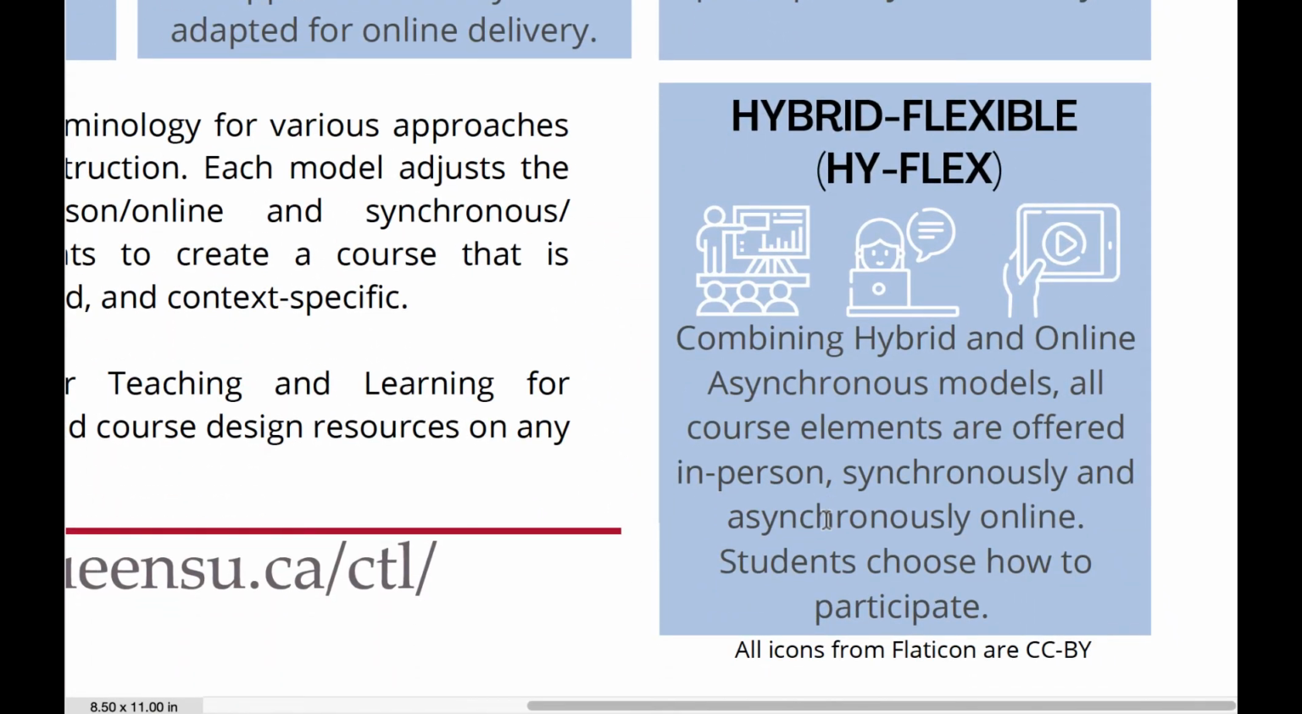Now let's look at the hybrid flexible model, otherwise sometimes referred to as high flex. This is like combining the hybrid and online asynchronous models, such that all course elements are offered in person, so in the lecture hall or on campus. They are offered synchronously through the live streaming, and they are offered through asynchronous online means. All three of these are equal forms of engagement, such that students can choose how to participate based on the modality that's going to work for them.